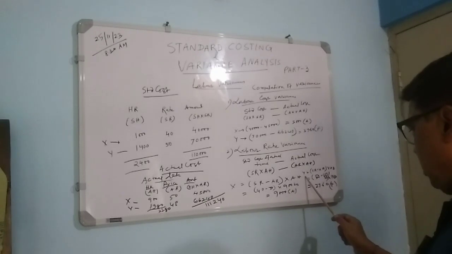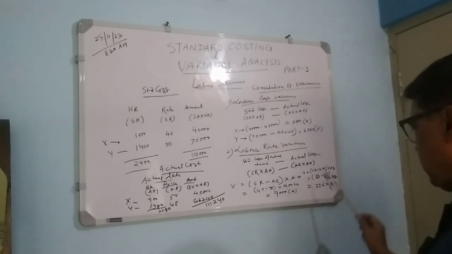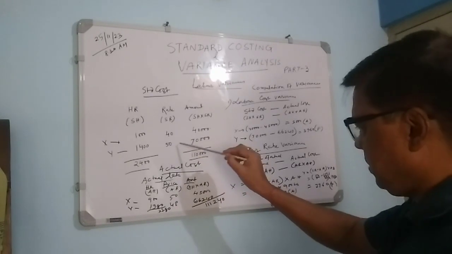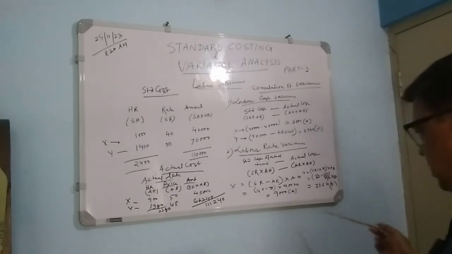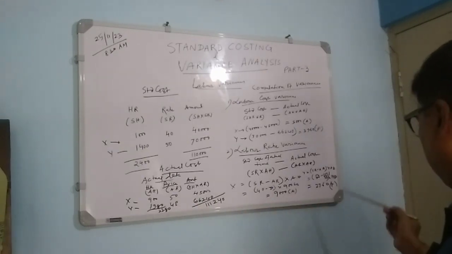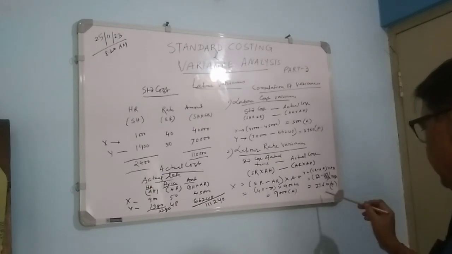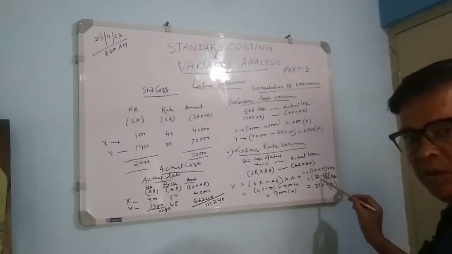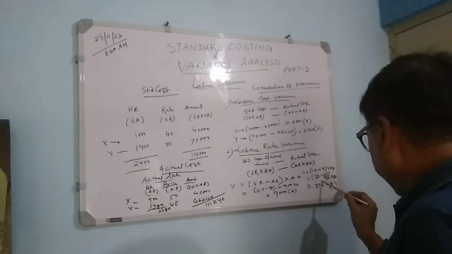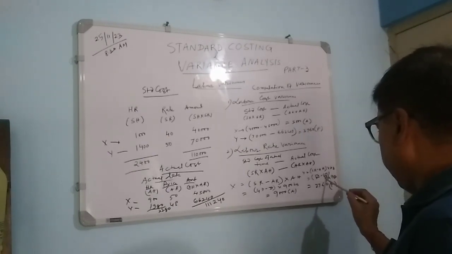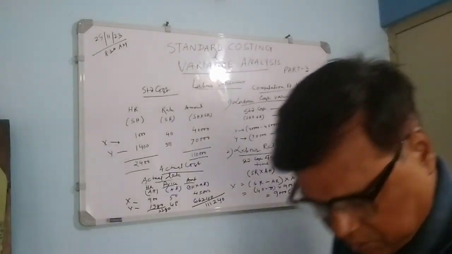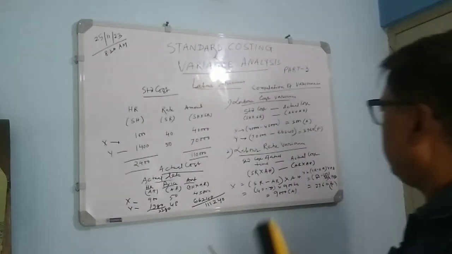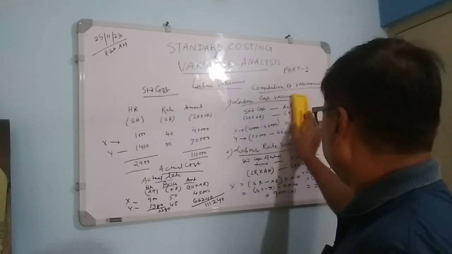Similarly for labor Y, standard rate minus actual rate into actual hours. Here your standard rate is 50 and actual rate is 48, and actual hour is 1380. Here the standard rate is 50 but the actual rate is 48. That means your actual rate is less than your standard rate, so definitely the variance will be favorable, that means a positive variance. So these are your two variances: labor cost variance and labor rate variance.